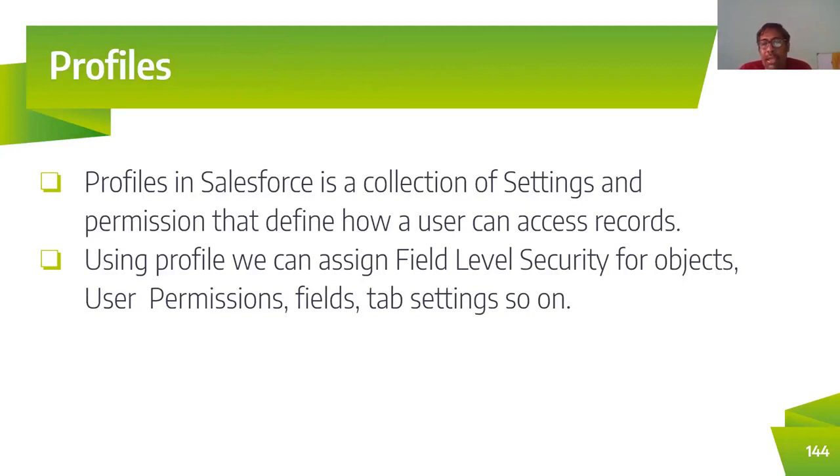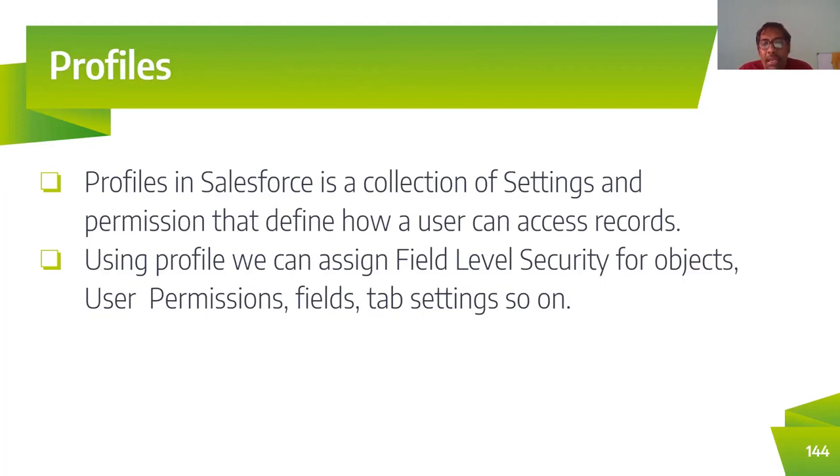Profile is nothing but a collection of settings and permissions, right? You can go to a profile and you can see a lot of settings and operations there, and then it will have permissions. If you enable it, you are able to act accordingly, right? So that profile contains a collection of settings and permissions that defines how a user can access the record. The profile tells how the user can access the record, right?